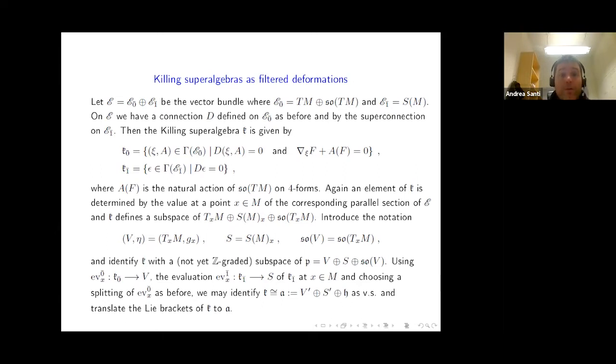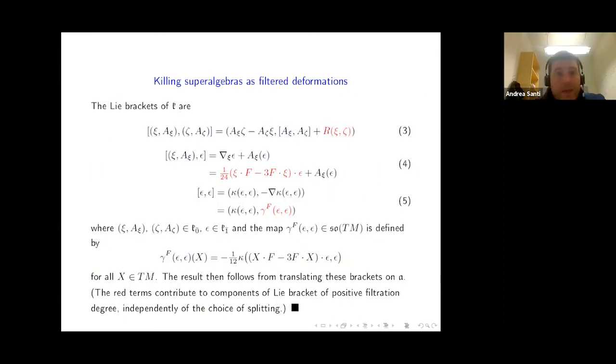So I will just tell you what the Lie brackets on K look like. I will not write down the translation to a filtered deformation of a graded subalgebra of the Poincaré superalgebra. Maybe I'll do it next time.